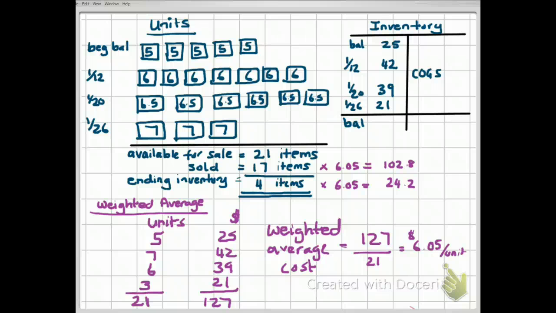Now that we've calculated these two amounts, we can go and journalize them and post them. So we would journalize $102.80 for your cost of goods sold, and then post it to your inventory and cost of goods sold account, leaving a balance of $24.20 as the value of your ending inventory. The $24.20 will be shown in your balance sheet under current assets, and $102.80 will be in your income statement as cost of goods sold.